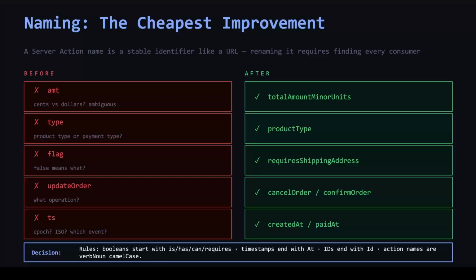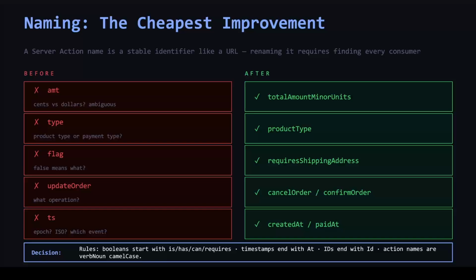The after column eliminates the question. totalAmountMinorUnits. Unambiguous. productType distinguished from paymentType. requiresShippingAddress. The Boolean is self-describing. cancelOrder and confirmOrder. Separate functions for separate operations. createdAt and paidAt. The at suffix signals a timestamp, and the event name tells you which one.